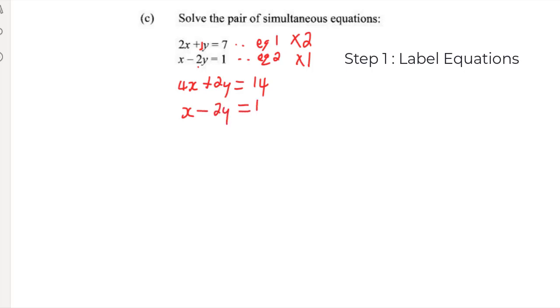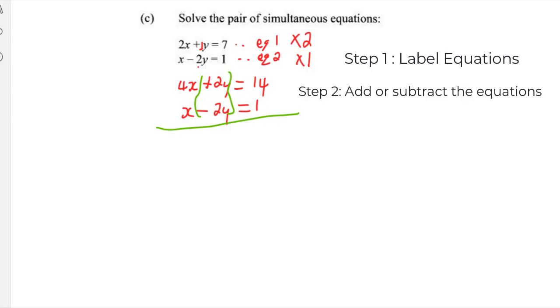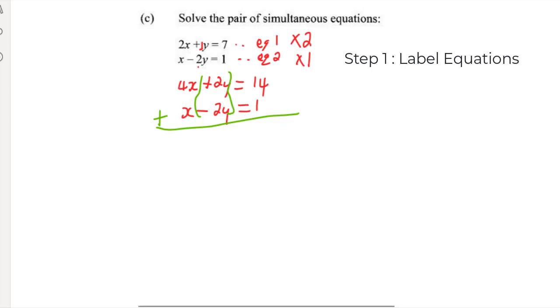Alright, now look at this right here. The terms are now the same, therefore we can now use the elimination method. Once you have different signs, you are going to add. However, if these two signs were positive, you would subtract. Alright, so very important to remember.